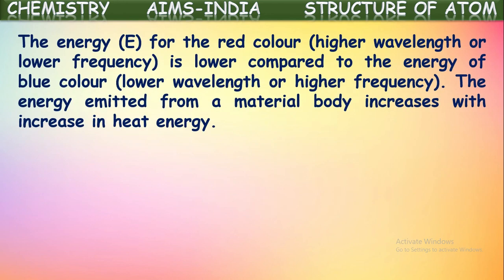The energy E for red color is lower compared to the energy of blue color, because the wavelength of red color is higher whereas its frequency is lower. But for blue color, wavelength is lower and frequency is higher. So energy is higher for blue color, whereas for red color it is lower. The energy emitted from a material body increases with increase in heat energy. Yes, when heat energy is increased, the energy emitted from a material body also increases.